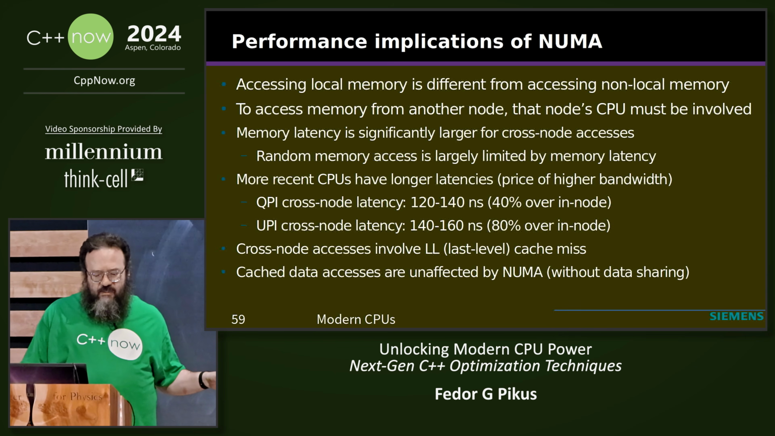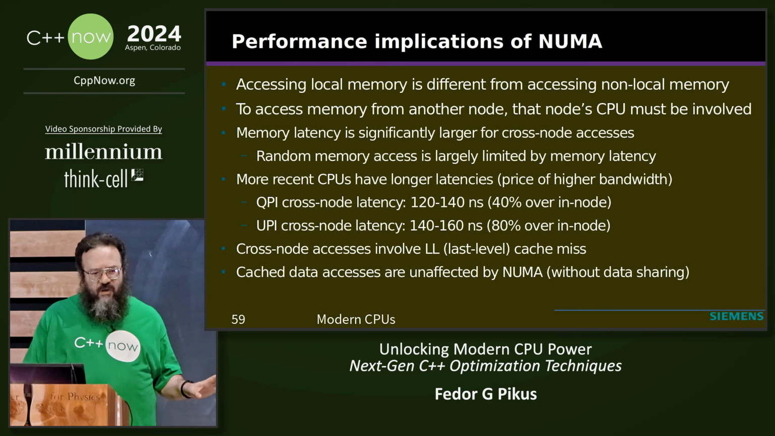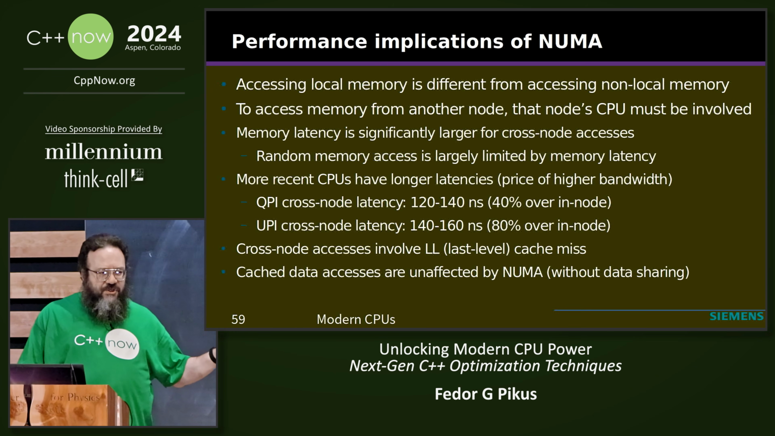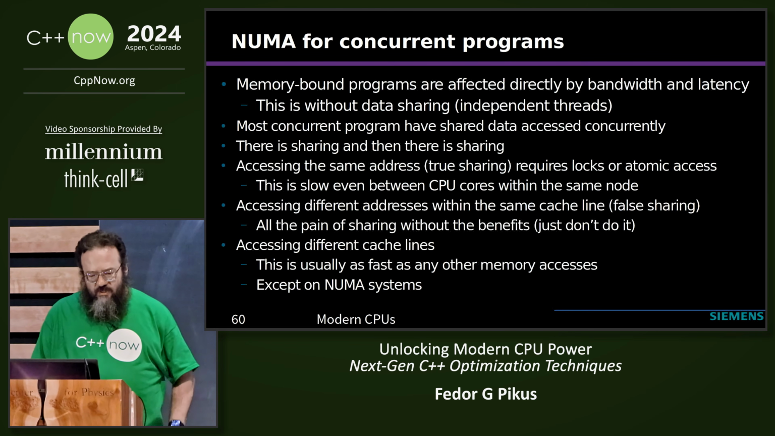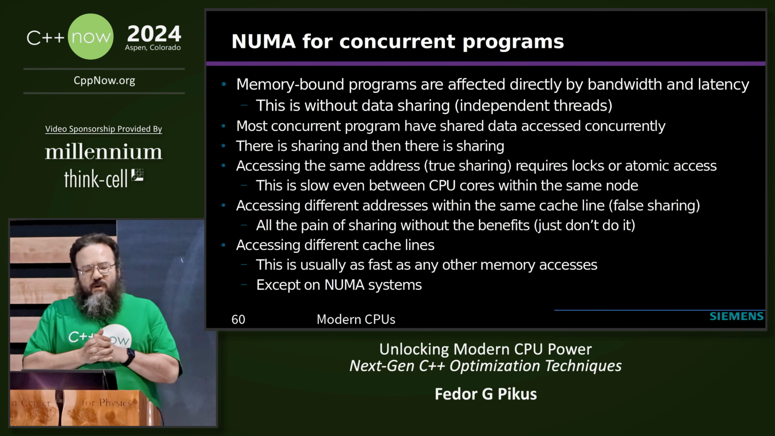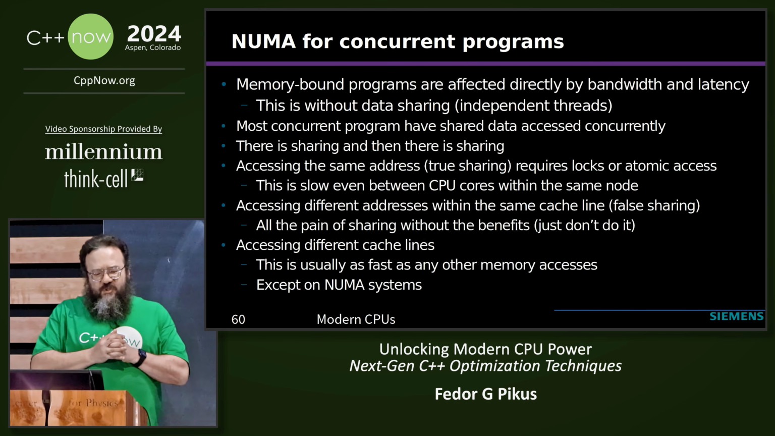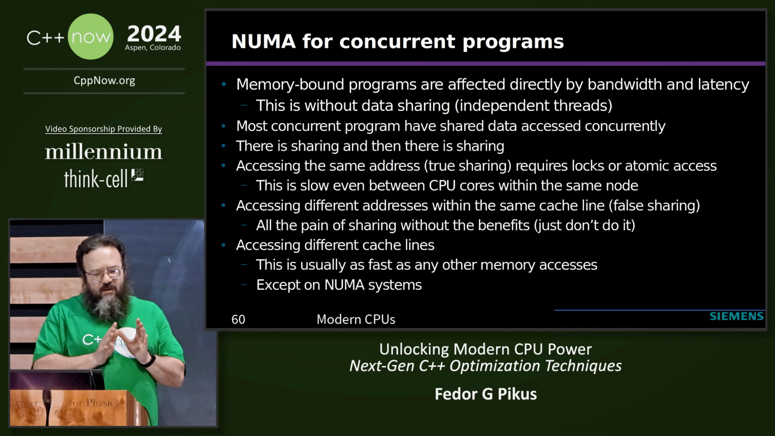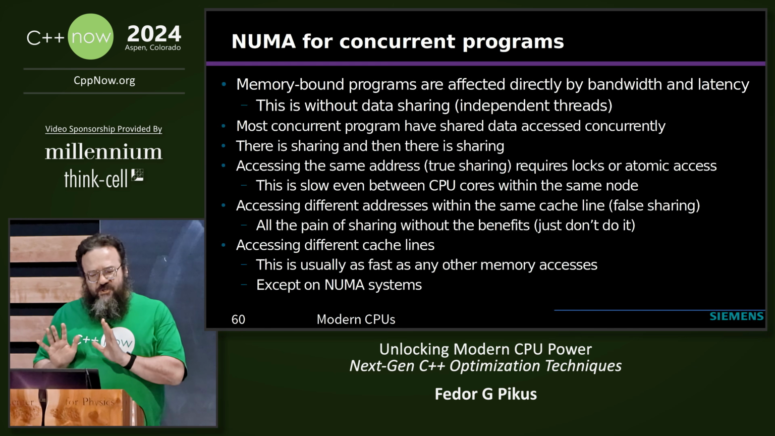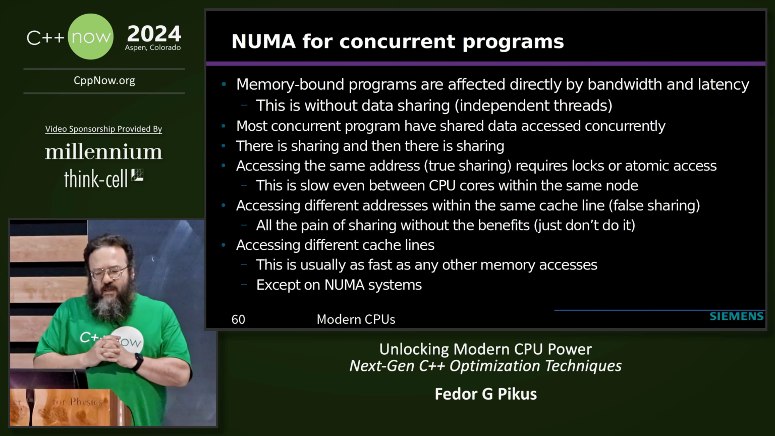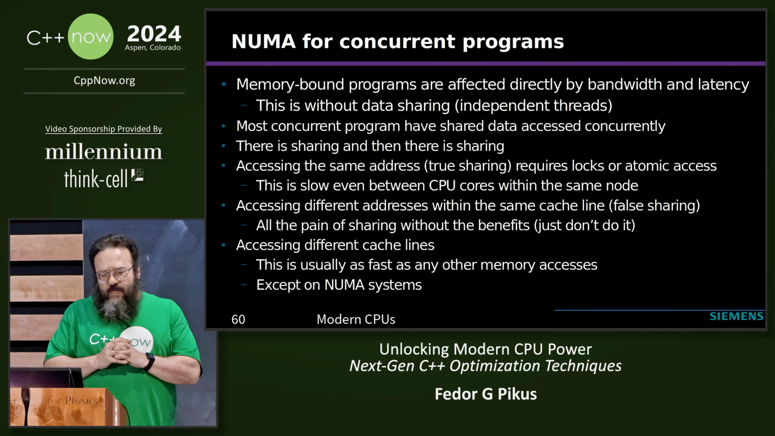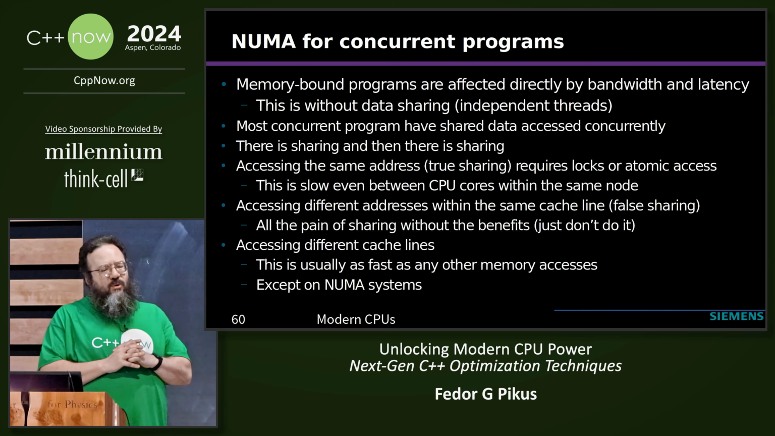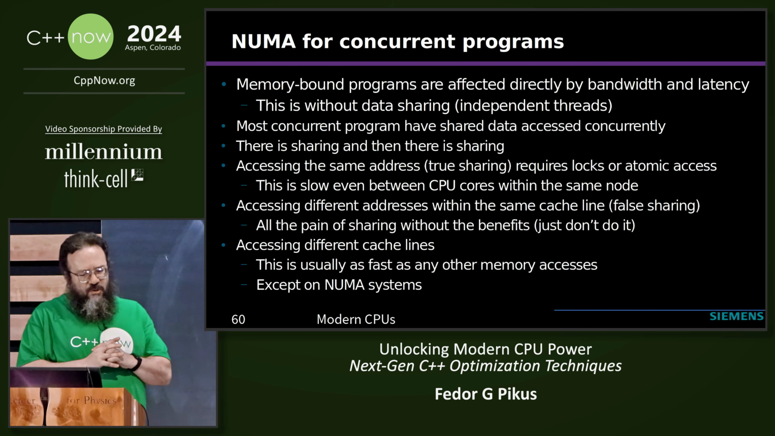Fortunately, cached data accesses are completely unaffected by NUMA as long as there is no data sharing. So large caches help, again, as long as there is no data sharing. Okay, so this obviously affects memory bandwidth programs more than CPU-bound programs. Again, data sharing will come in a moment. But if you have memory-bound programs, yeah, you need to worry about cache locality a lot more.